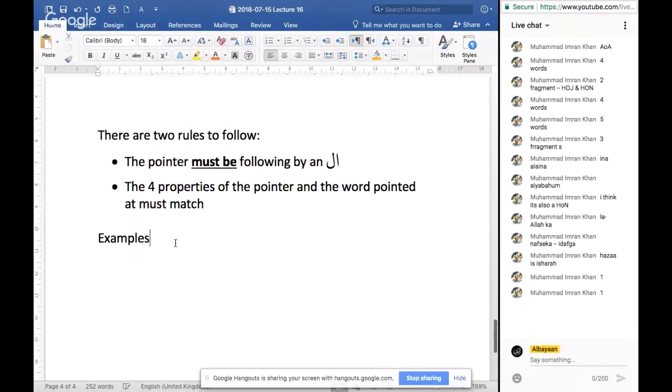Okay. So example number one I can construct for you. Let's say haza. Now we know haza is a masculine singular, meaning this. And then it is followed by an al. Good point, Imran. Pointer is always proper. It's not determined by the word it points at. Pointer is always proper. Okay?